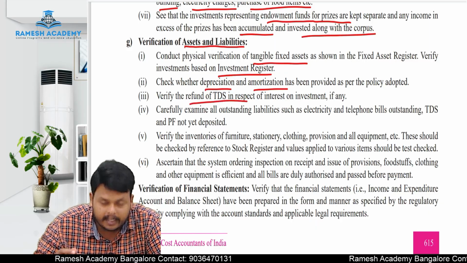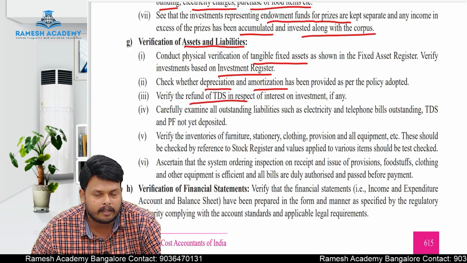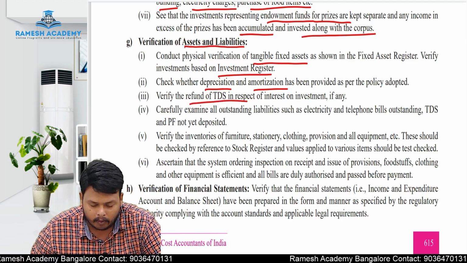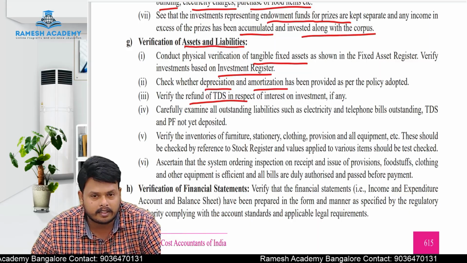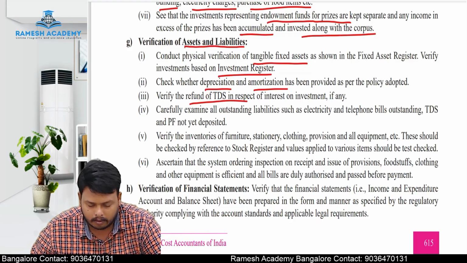Verify the refund of TDS in respect of interest on investment. If any interest is received on investment, they have to verify the refund of TDS. If any TDS is refunded back on that investment, that is also something the auditor has to verify.